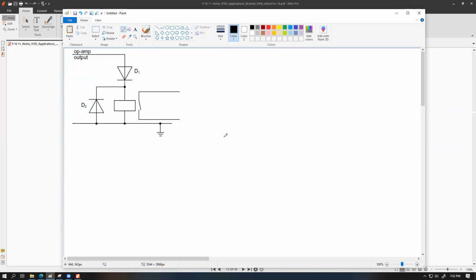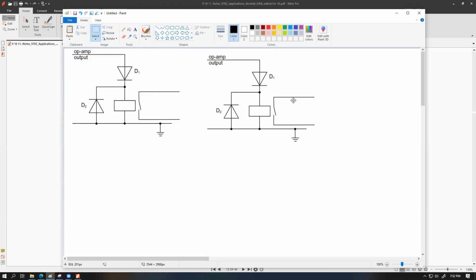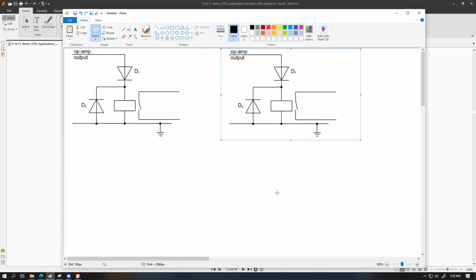First of all, let me copy paste multiple iterations of this, because we might need multiple of these figures. So the primary idea is, whenever this is positive, current flow will happen. This will energize, let's say energized, and this will close, and whatever component that you connect over here will work, and vice versa over here.